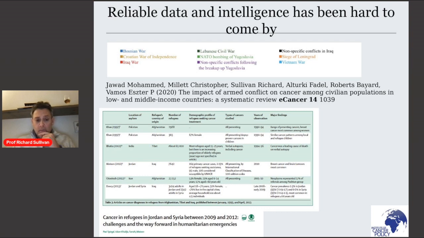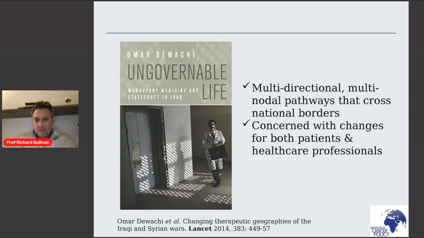One excellent study that Paul Spiegel, former director of the UNHCR, did, published in the Lancet Oncology, looking at cancer in refugees in Jordan and Syria, found, I think it was six studies that were worthy of a systematic review. But even then, when you look at those particular studies of cancer burden in refugees, there are huge issues, particularly in terms of case finding. A lot of the case finding within these studies simply does not match up with what we know was in those environments. So reliable data intelligence is hard to come by.